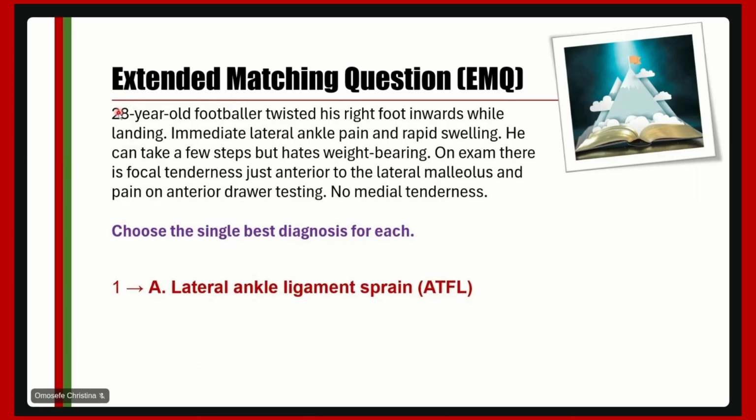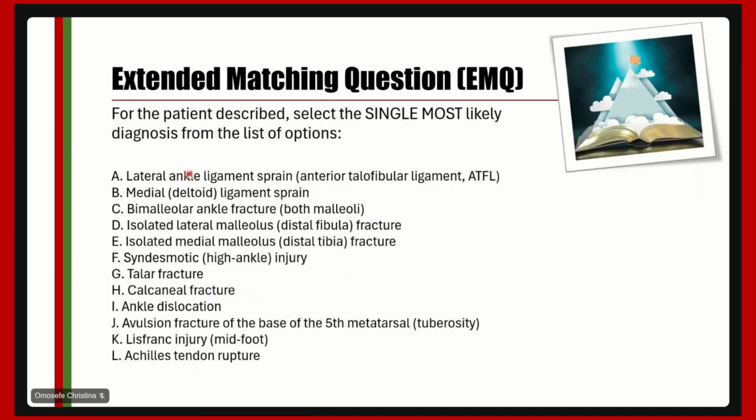A 28-year-old footballer twisted his right foot inwards while landing. He has immediate lateral ankle pain and rapid swelling. He can take a few steps but hates bearing weight. On examination, there is focal tenderness just anterior to the lateral malleolus and pain on anterior drawer test. No medial tenderness. That's it for the diagnosis. You will then need to go back to your options and say, okay, of all they've described, which one picks the best one? And then you pick your diagnosis there.